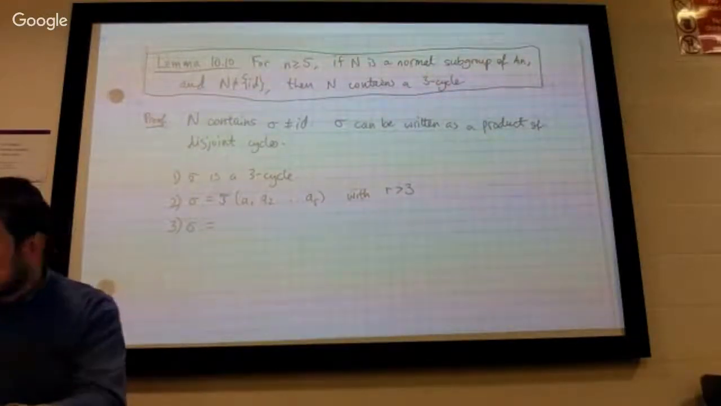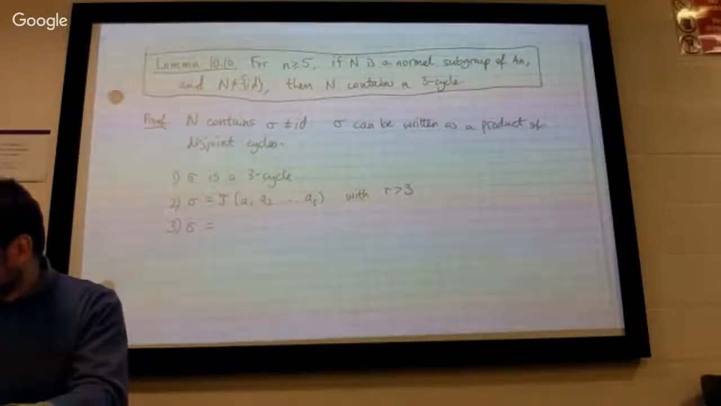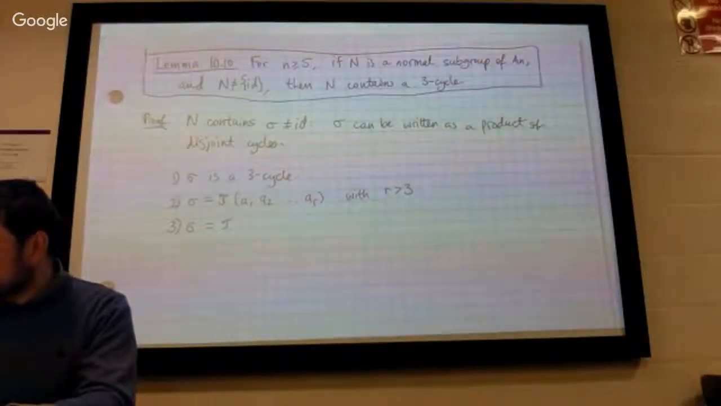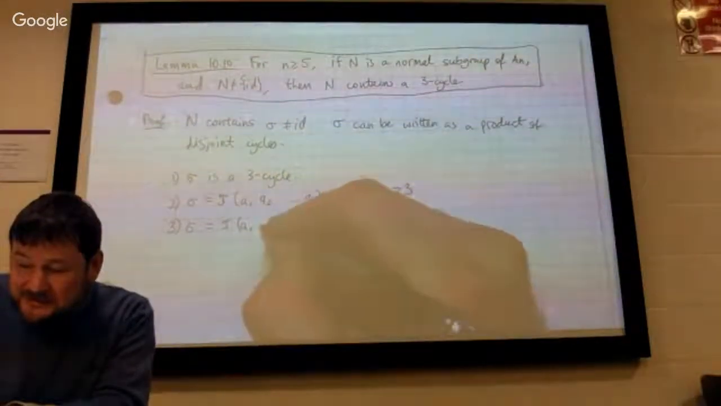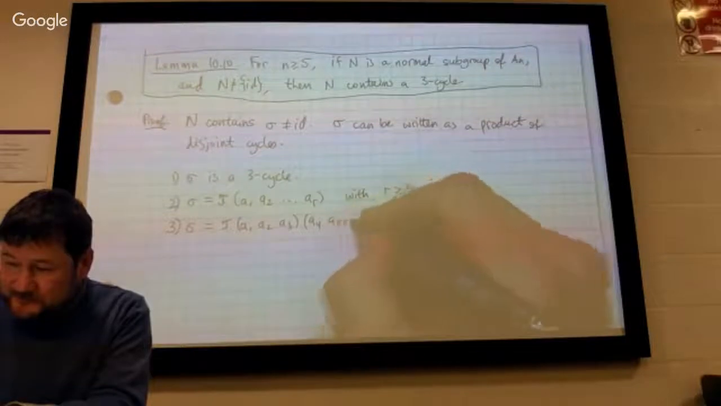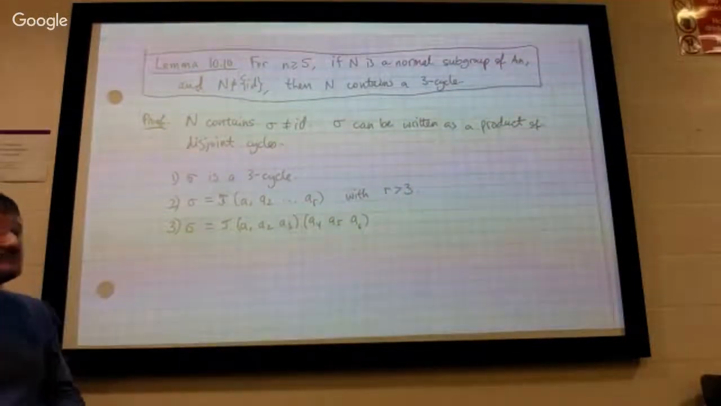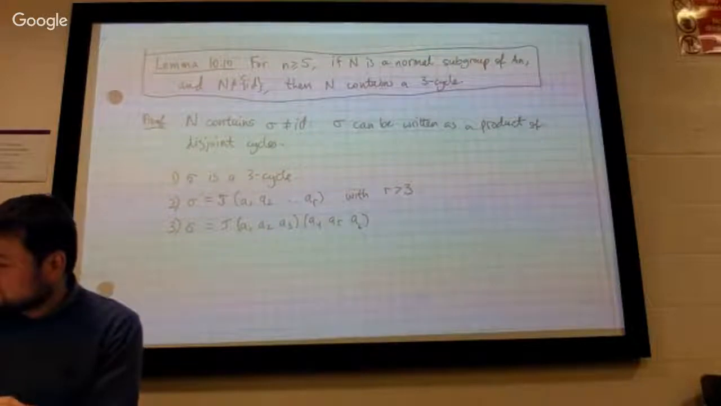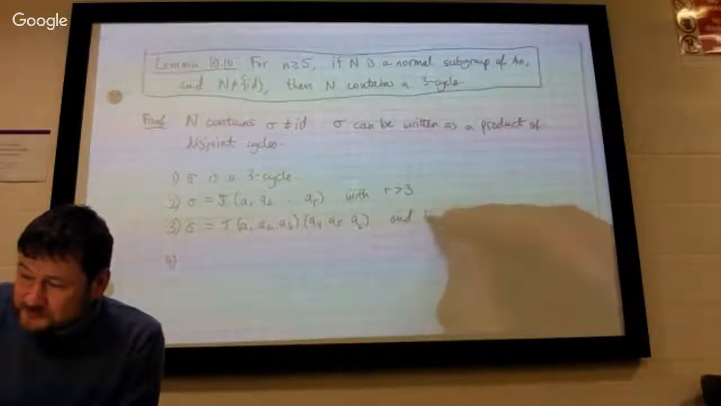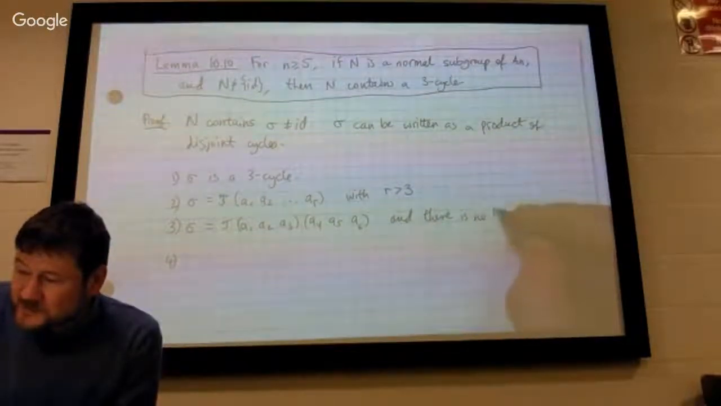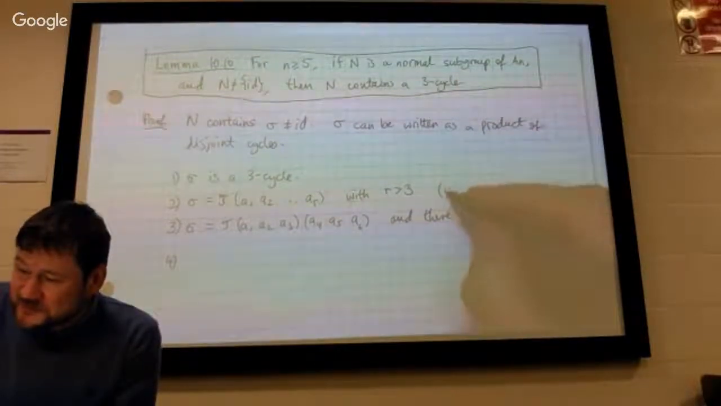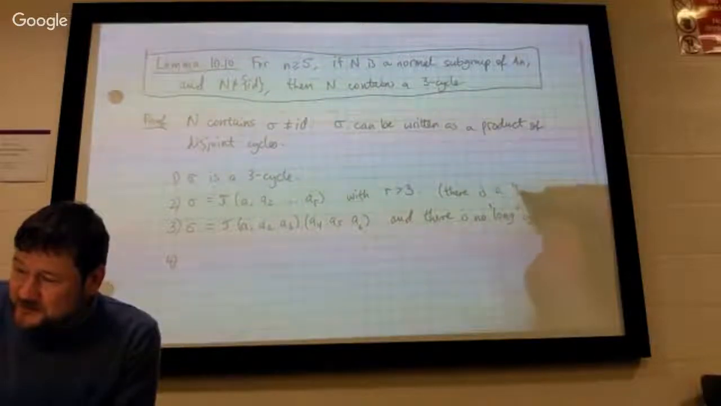Okay. The third option is that maybe it doesn't have a long cycle, but it has two 3-cycles like that, and there is no long cycle.